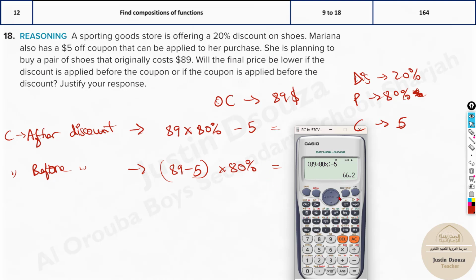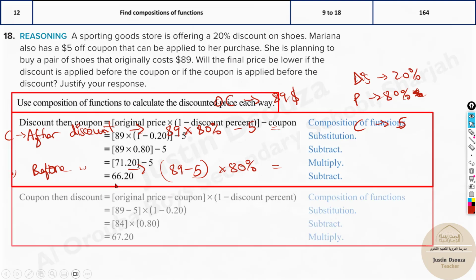Okay, this is fine. Let's change it around. What if I do minus 5 over here, multiplied by 0.8, that is 80%. It's 67. So, which is better? 66 is better, right? You can see we got 66.2 and 67. Now here both are almost the same, but still there's a $1 difference.